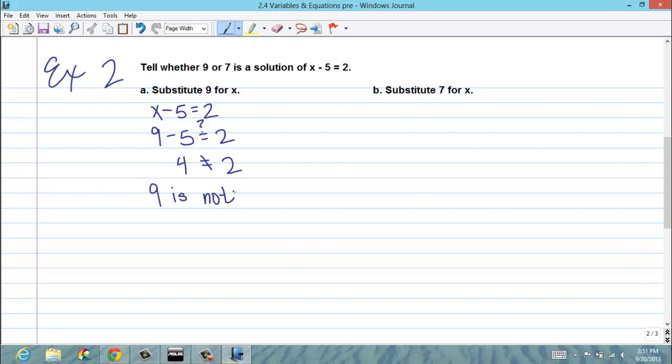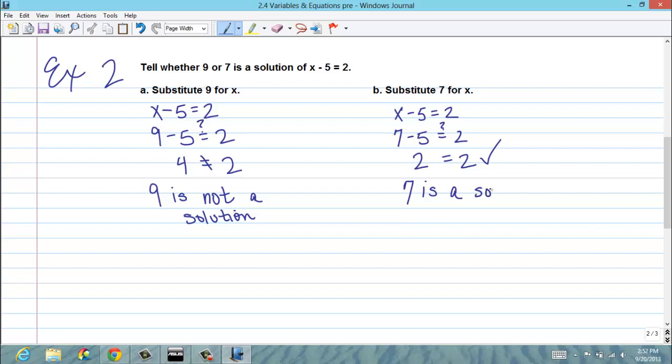That's the answer. And over here, again, we'll start off by writing the equation. Now we're trying to see, is 7 an actual solution? So let's substitute that in. 7 minus 5, will that equal 2? Hey, it sure does. 7 is a solution.